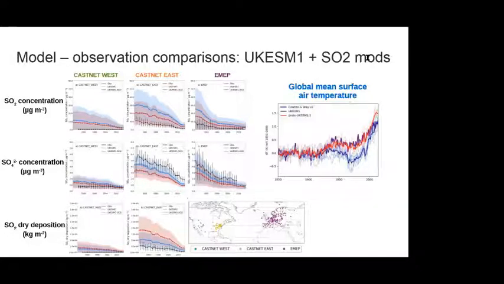I couldn't say. The modifications that we've made to the dry deposition are not the only reason for the cold bias, and there are other developments going into the next version of UKSM1, which will have different effects and impacts. You can see from the red line on that plot of global mean surface air temperature that we are now overshooting a little bit towards the end of the time series. There are more developments within the model to be made than just the SO2 dry deposition modifications. Sorry, that's a really waffly answer.